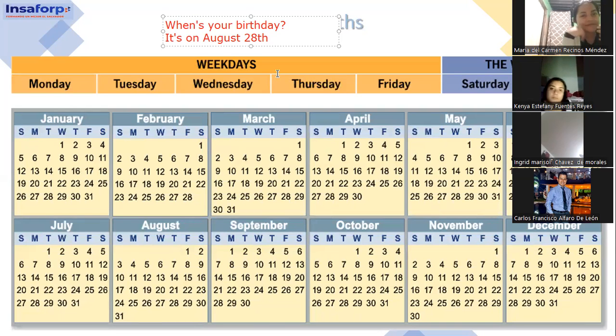Yes. The calendar is with years. No, this is just an example, right? Okay. Yes, it's not absolutely necessary. No, it's 2023. No, it's just an example, okay. Right? Yes. Okay, María, Kenia.